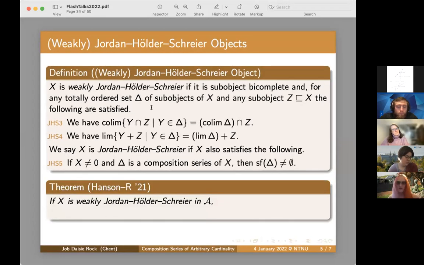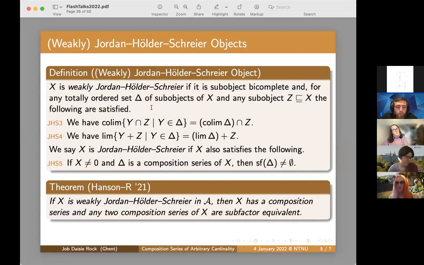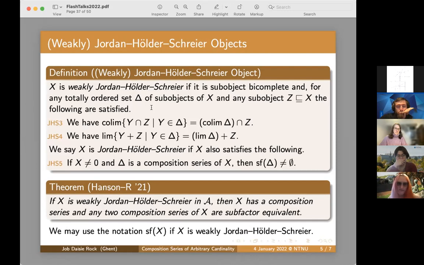And so the theorem is: if you take a weakly Jordan-Holder-Schreier object, it has composition series, and all the composition series have the same subfactors. So JHS 1 through 4 are sufficient conditions to give you a Jordan-Holder-Schreier-like theorem in your abelian category on X. You can do this for each X individually, or you can just assume that every X has these properties, and then you get even more structure. And we can use this notation, subfactors of X, when X is weakly Jordan-Holder-Schreier, because now it doesn't matter which composition series you pick.